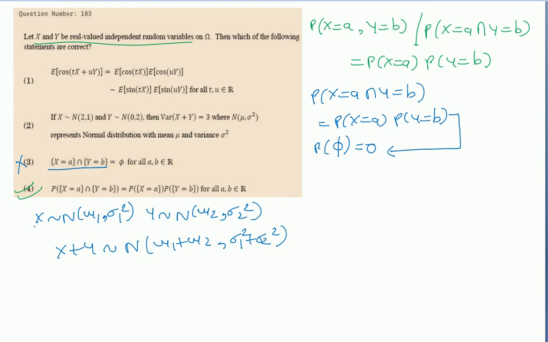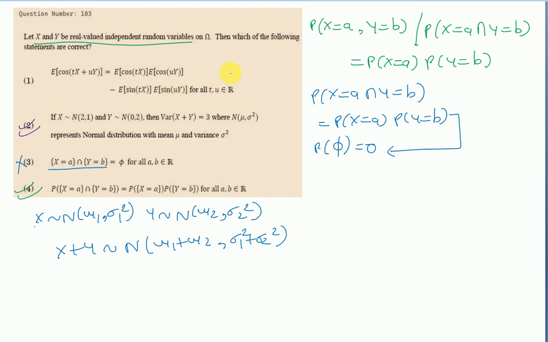Now get back to the first option. Here you will check by this property that option number 2 is already correct. This option number 2 is correct. Fine. Now the final option we need to check is option number 1, which says that expectation of cos(tx + uy) equals expectation of cos tx times expectation of cos uy minus expectation of sin tx times expectation of sin uy.